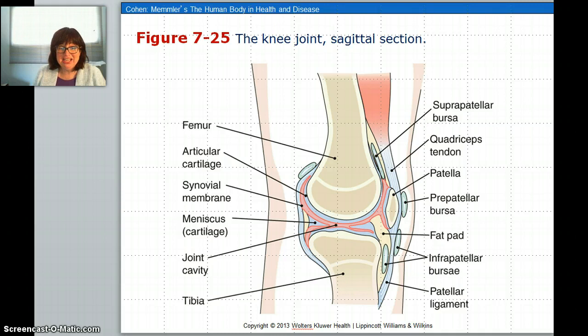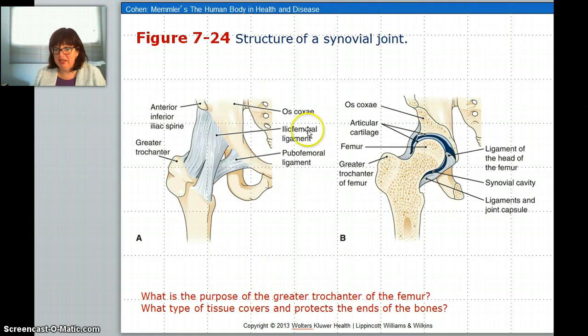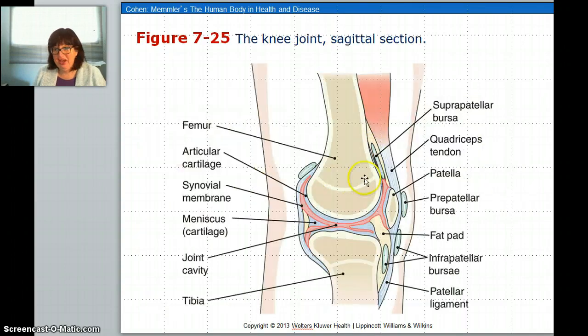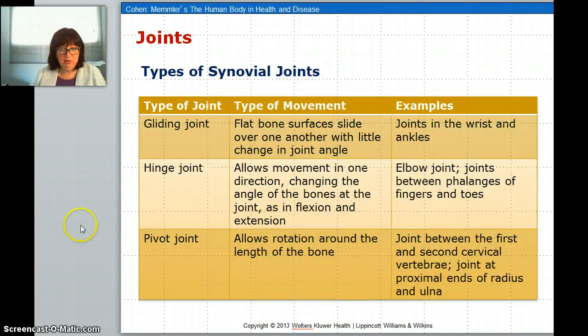So when you look at types of synovial joints, here's the ball and socket synovial joint, because you have a ball on the end of one and the socket in which it goes into. Then you have a hinge joint, and the knee and elbow move quite well in one plane but not in others, and that is the hinge joint. Then there's a gliding joint, and that is the bones of the wrist. They glide over each other.